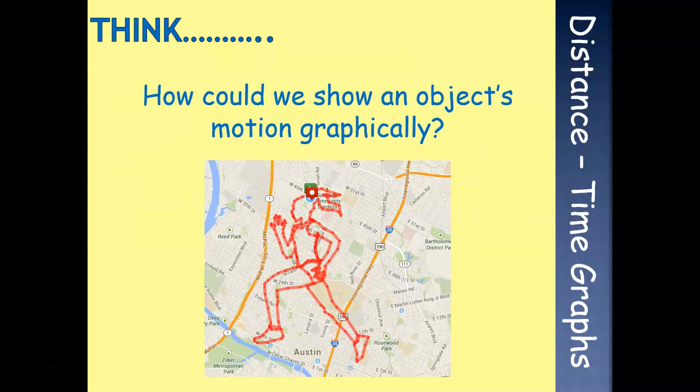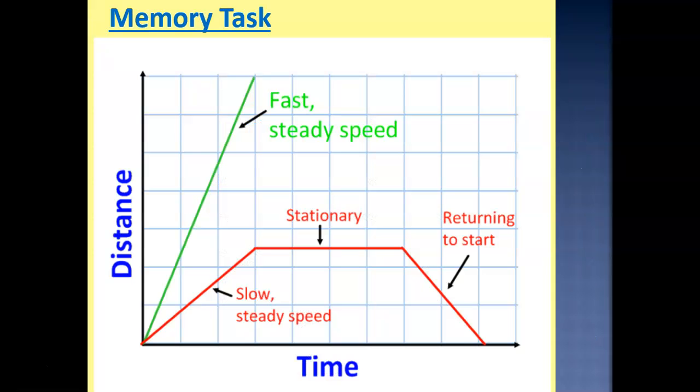Okay, so how could we show an object's motion graphically? In order to get a graph we need to have at least 2 figures. We need 2 sets of data. So we need 2 things we can measure as far as measurements can go. We need two numerical figures. Fortunately for speed and for a motion we have distance and time.